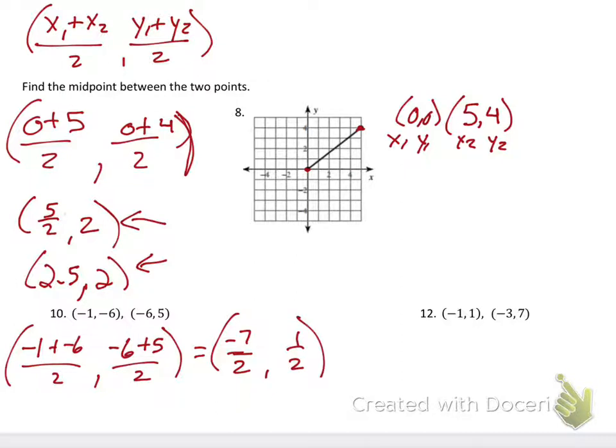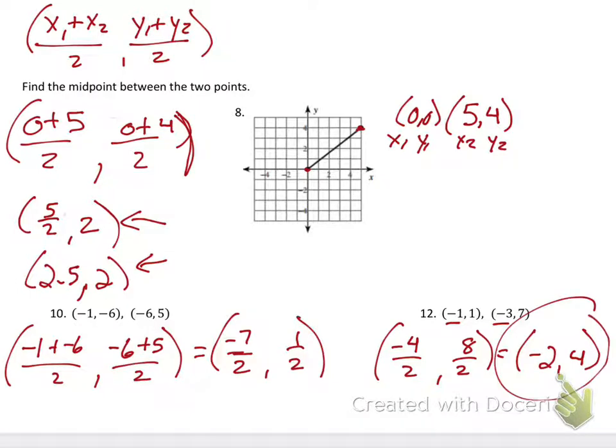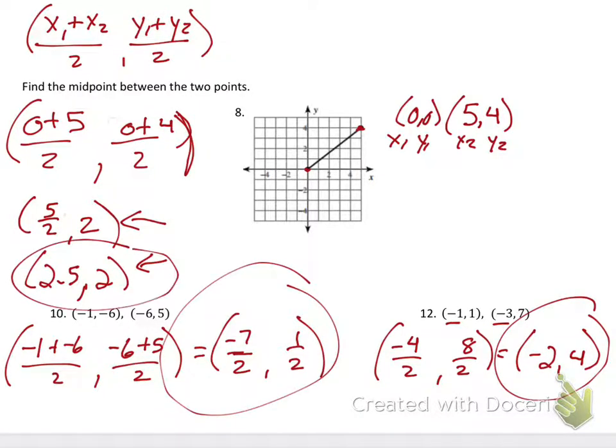Let's see if I'm right on number 10. Looks good to me. -1 plus -3 would be -4 over 2, and then 1 plus 7 is 8 over 2. Then we just have to reduce, which would equal -2, 4. So final answer there, final answer there, final answer there.